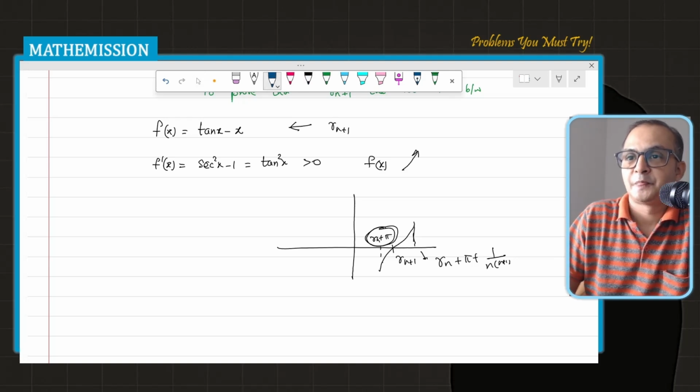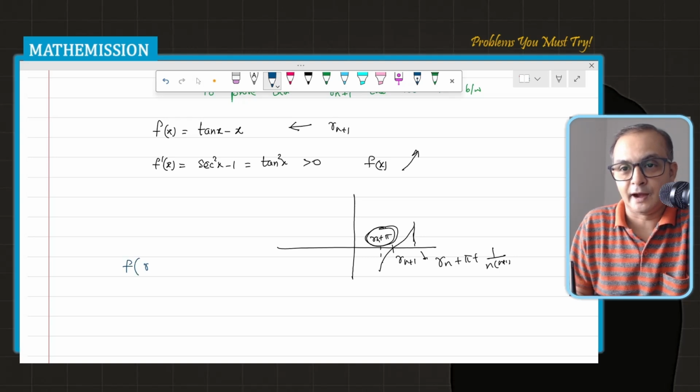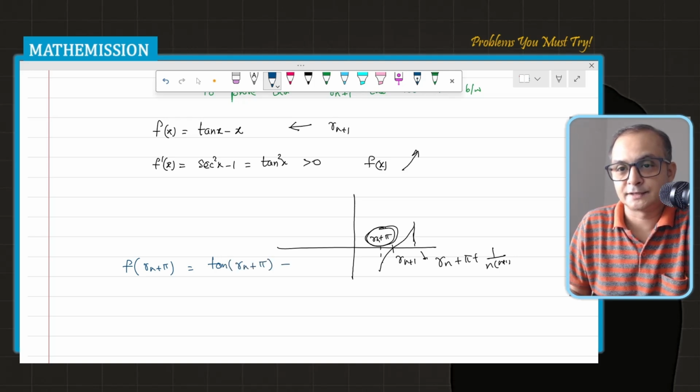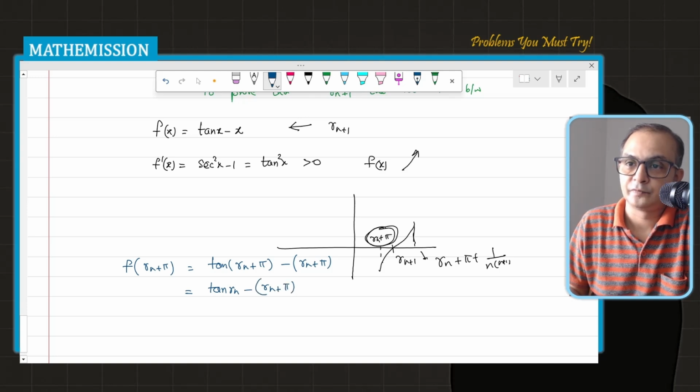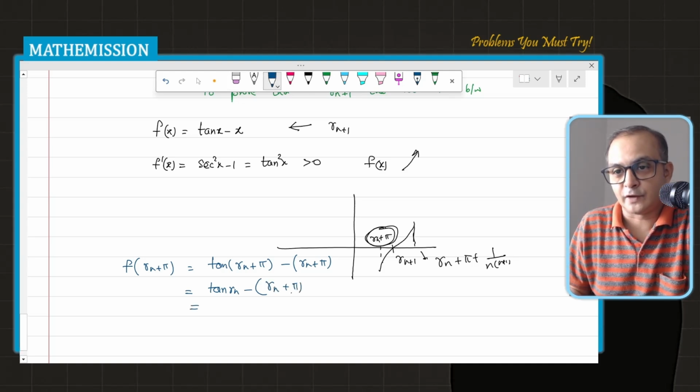So let's find it. f of Rn plus pi is what? Tan of Rn plus pi minus Rn plus pi. Correct? And tan of pi plus theta is tan theta. So this is tan of Rn minus Rn, and here the plus pi is there. You can notice the tan of Rn is Rn. So it is Rn minus Rn minus pi, and you get that this value is negative.